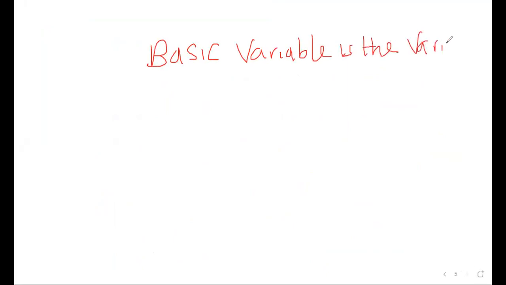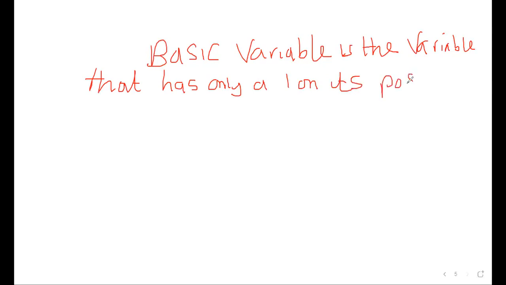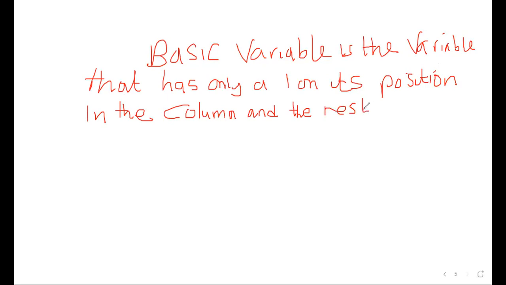So a basic variable is the variable that has only a 1 on its position in the column and the rest are zeros. So that is about what a basic variable is. It's a variable that has a 1 on its position and the rest are zeros.